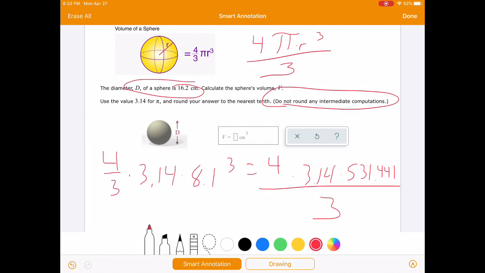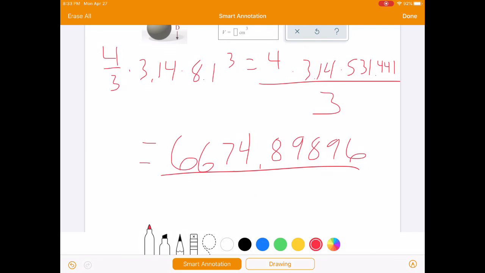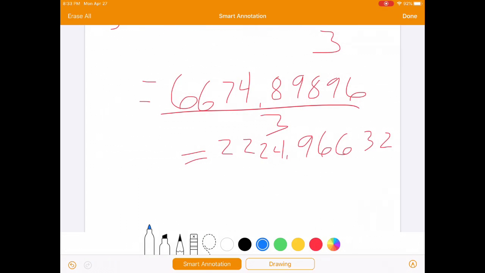So doing it that way instead, I'm going to multiply everything in the numerator. So 4 times 3.14 times 531.441. That gives me 6,674.89896. And then when I divide all of that by 3, I get 2,224.96632. And rounding to the nearest tenth, so we want one digit after the decimal, this time the 6 tells us, let's round up. So we're going to change this 9 to a 0, and that's going to change the 4 to a 5.